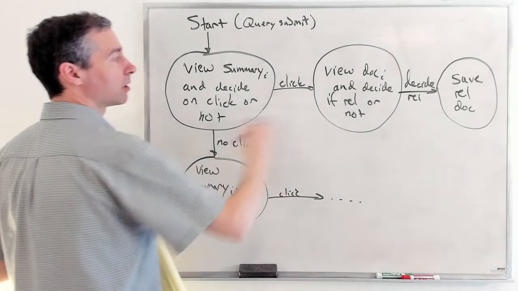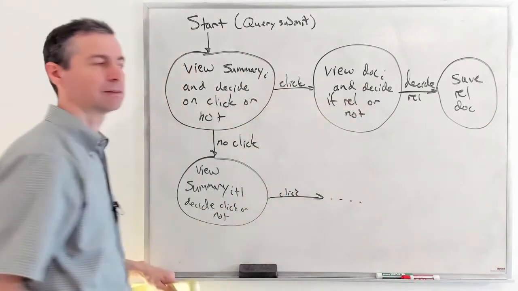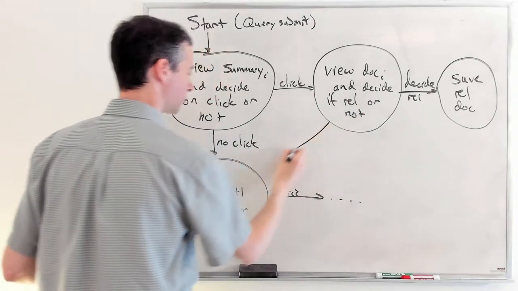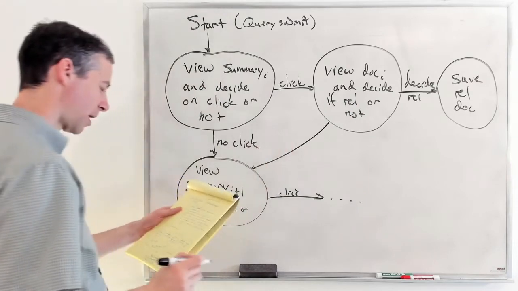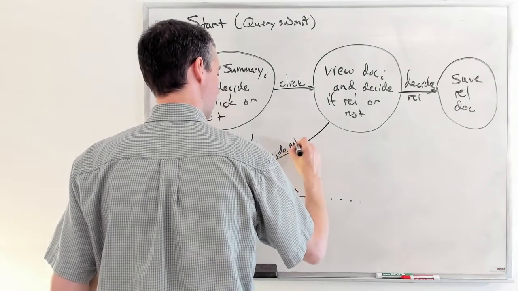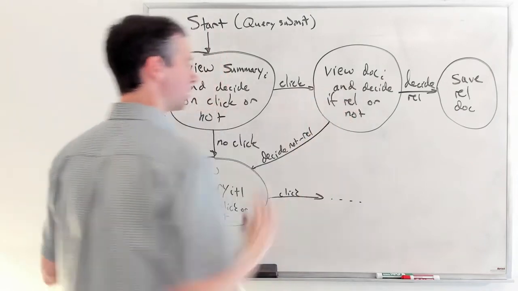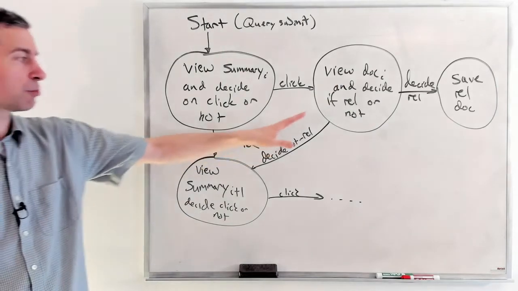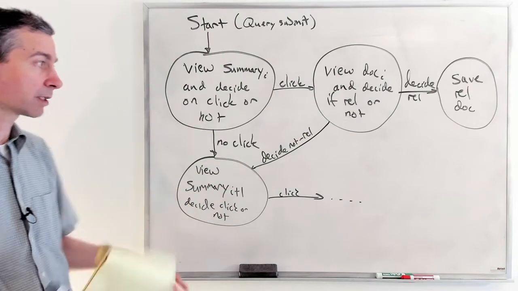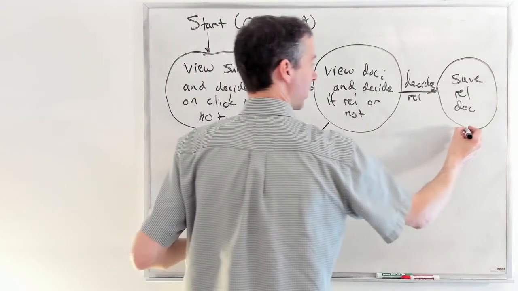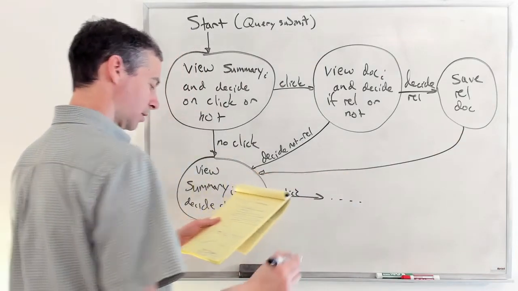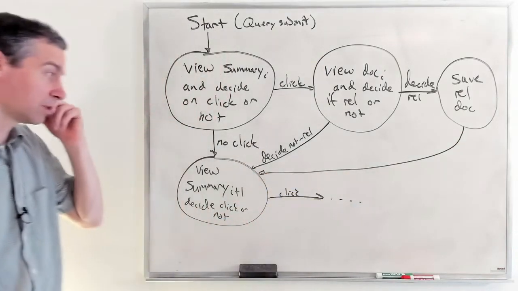Now back up to here. I've clicked and I've said, no, I read this thing. I don't think it's actually relevant to me. So then they basically hit the back button and they're back to the page. Decide not relevant. So they've decided that document's not relevant, so their action is to hit the back button. And their next thing to do is to view the next summary in the ranked list. After they've saved the document as well, they're done there. And so then they head back and continue down the ranked list.